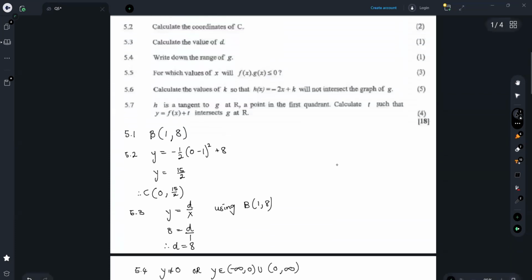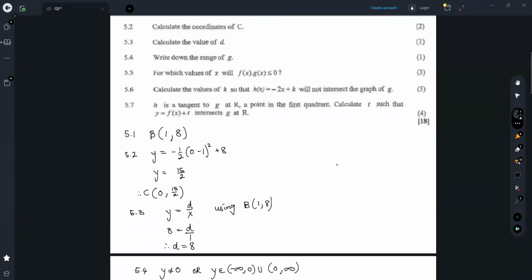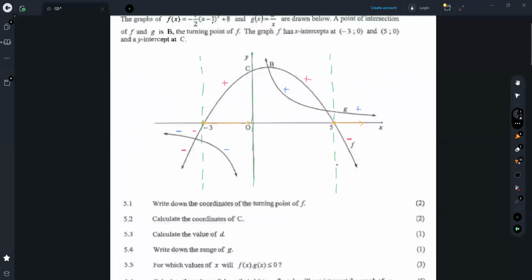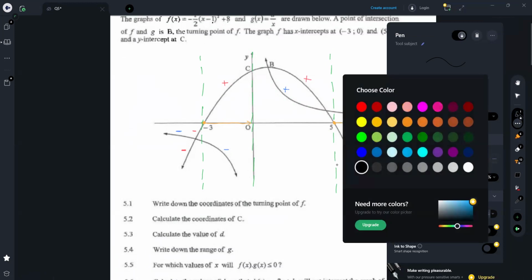Okay, let us go on to 5.6. 5.6, they're saying calculate the values of k so that h of x is equal to -2x plus k will not intersect with the graph of g. Okay, so let's just go up there, right? The graph of g is the hyperbola. So let me just change color here. Let's just check how pink looks.